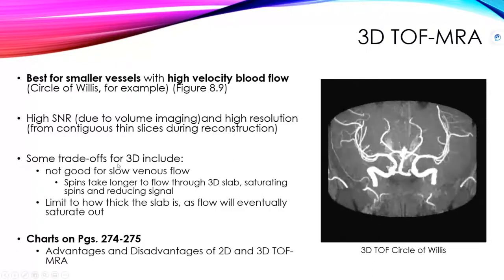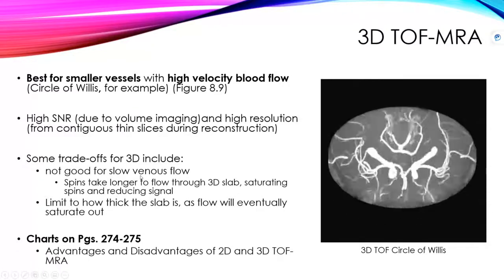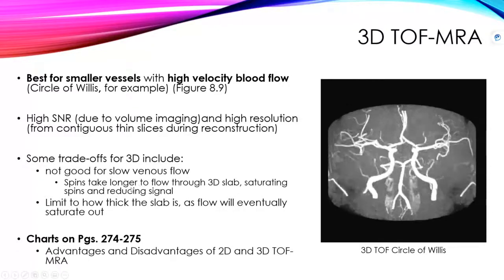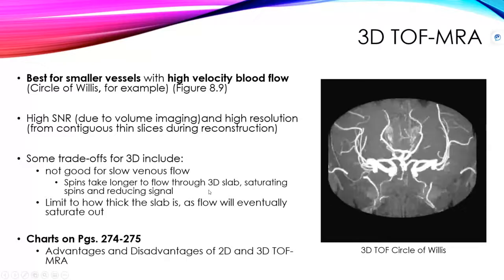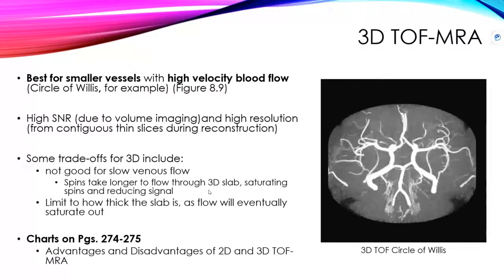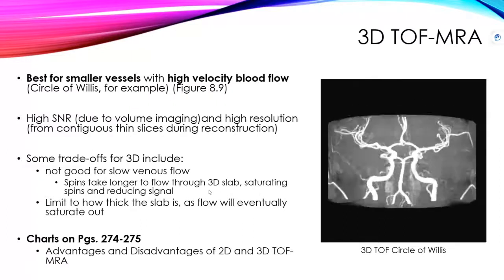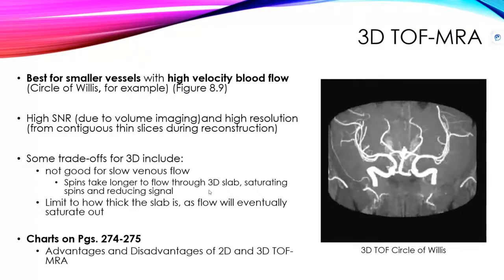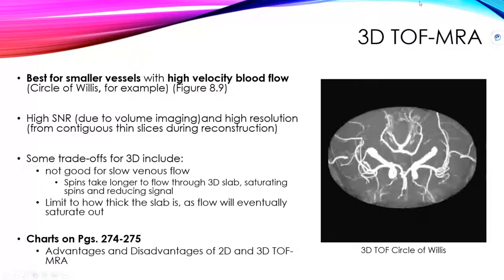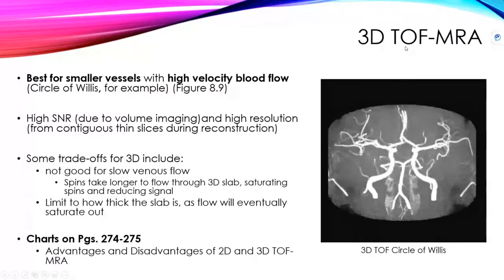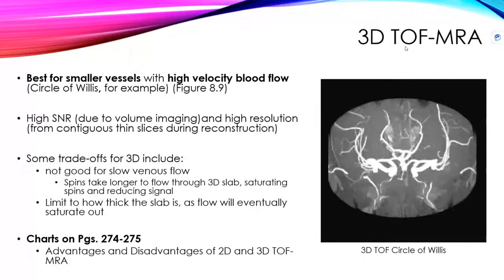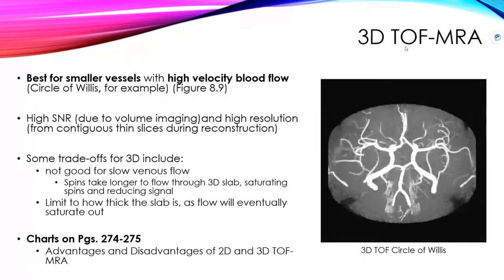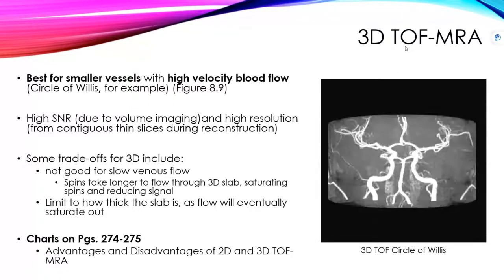So the trade-off for 3D is that it's not good for slow venous flow. The spins take longer to flow through the 3D slab, so it might actually saturate those spins out and reduce their signal because they're moving really slowly. So you don't really use 3D time of flight for MRV, for instance, because venous flow is that laminar slow flow, and you'll lose your signal.